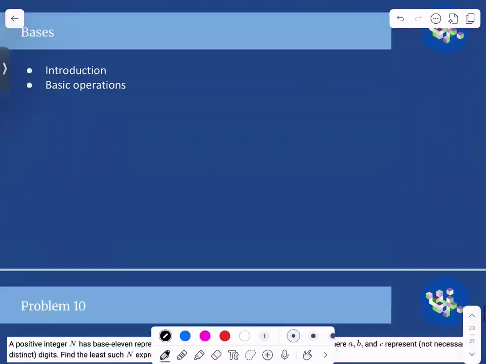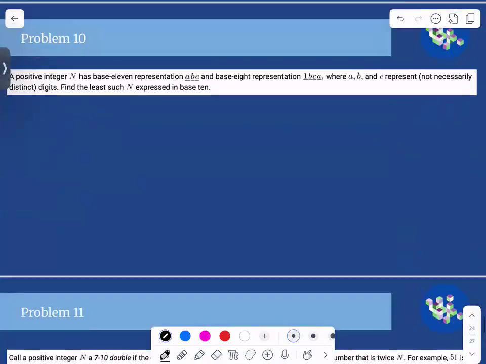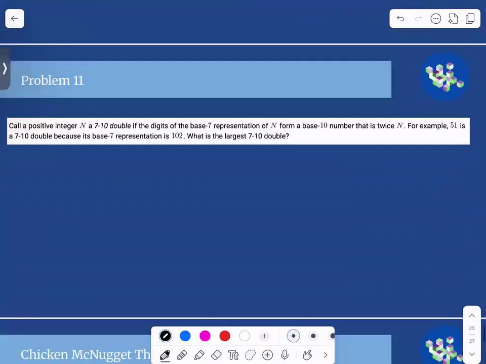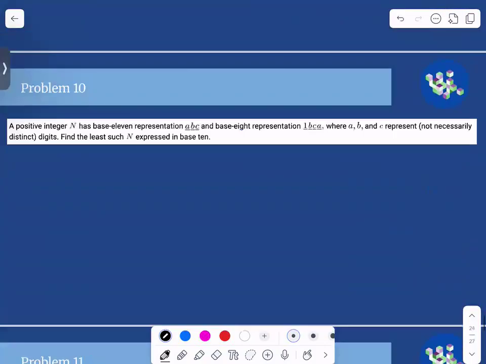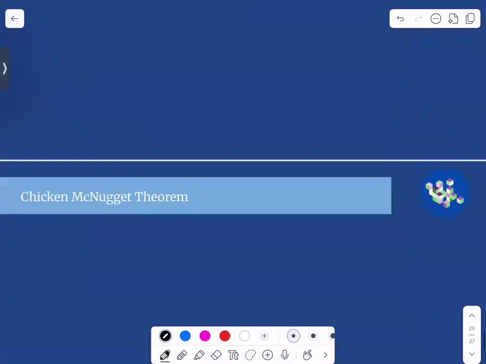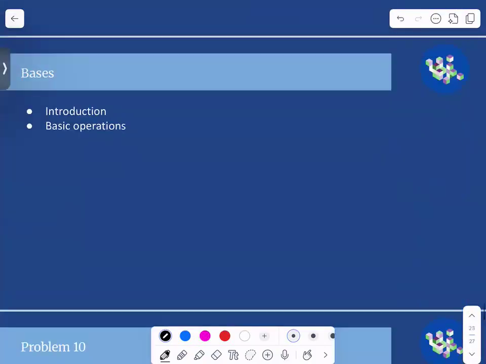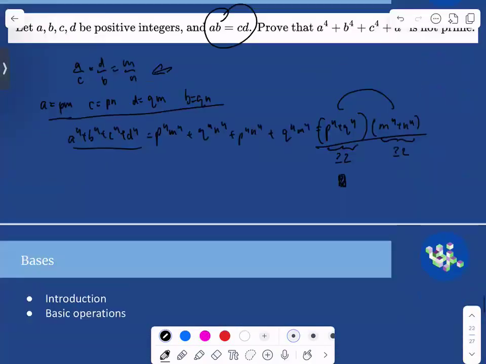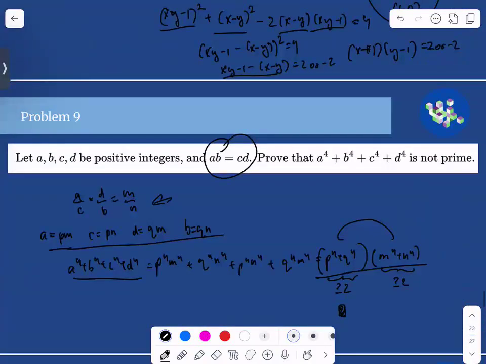I did not get to go to bases. So I suggest you try these problems by yourself, and then maybe read on the chicken McNugget theorem yourself, and I can briefly cover it at the beginning of next class as well, or I can record a video covering that section and post it and send it as an email.